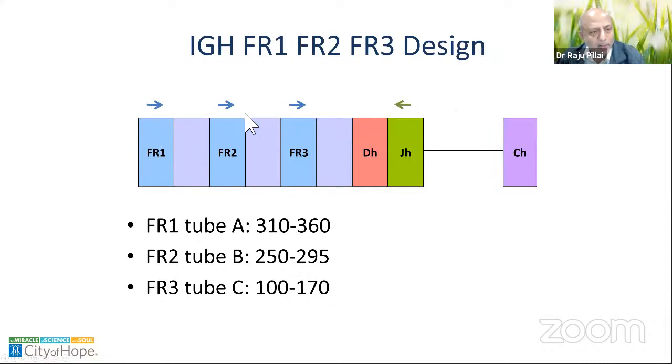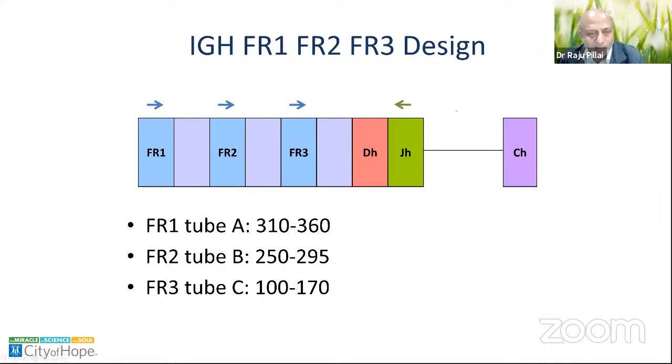So if you put a primer on the framework regions and a primer on the opposite end, you will get a PCR product that will have a specific length based on which V and which D and which J was selected. And you can see that FR1, FR2, and FR3 are all picking up from the same VDJ, but because the length is different, you would get different size products. So the FR1 product is 310 to 360 base pairs. You'll see why this is important.